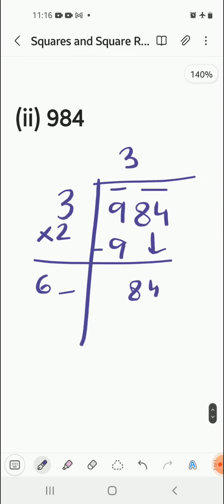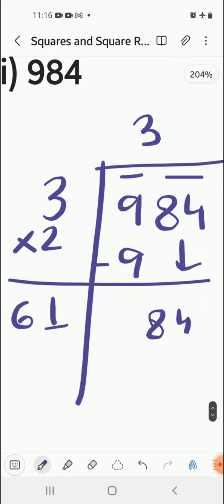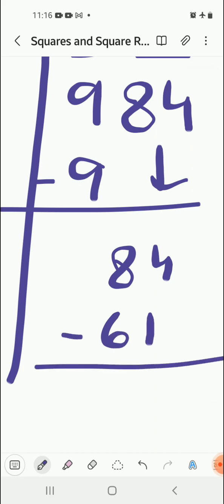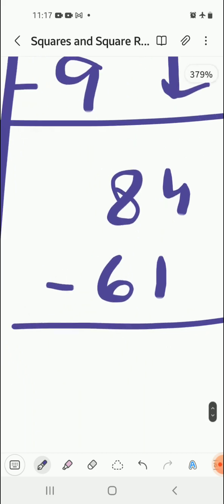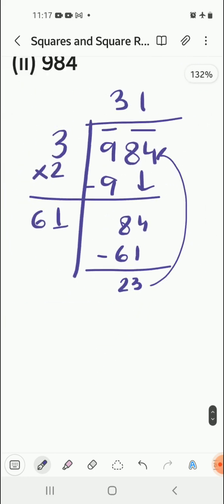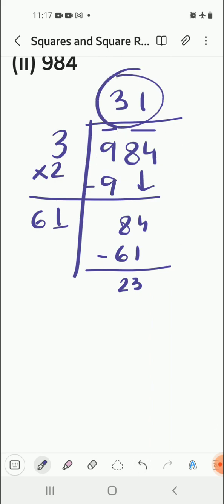Now think of a number with which, if we multiply, we get a number close to 84. Of course, it will not get multiplied completely. So 61, 62, we have to think of a smaller number. 62 into 2 is 124, so we have to go for 61 into 1. 84 minus 61, we get 23. So 23 is the number that will be subtracted from 984 to get a perfect square, and it will be 31.